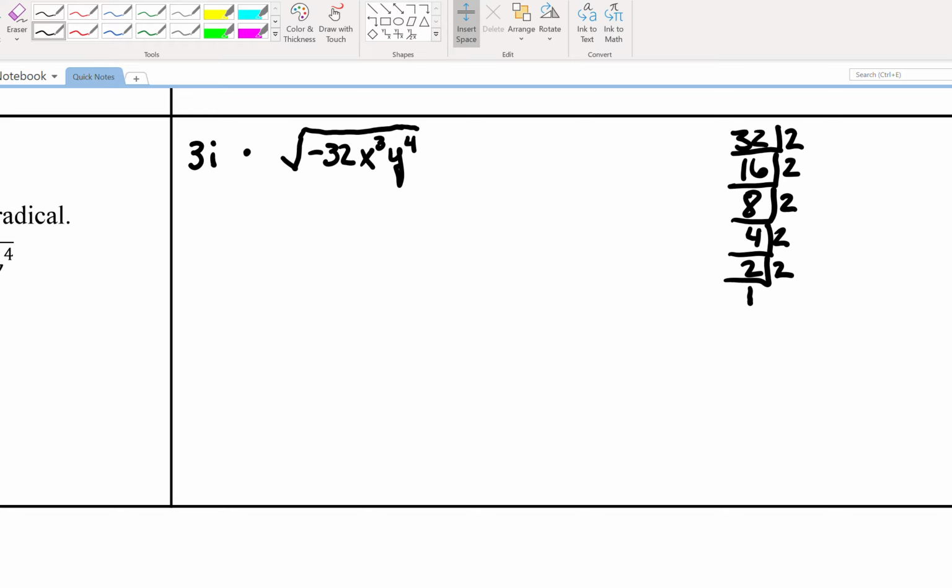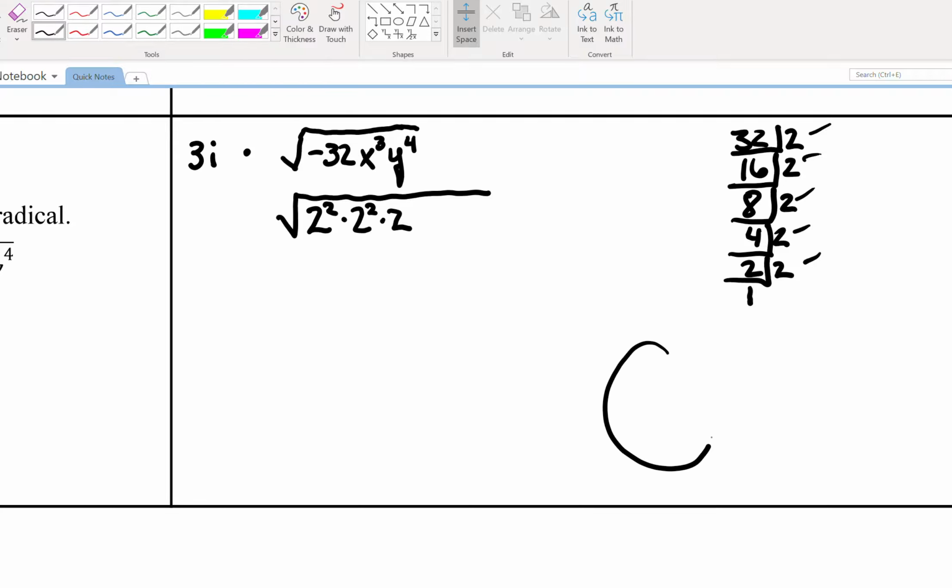So I can rewrite this as the square root of 2. There's 1, 2, 3, 4, 5 times. So I'm going to write this as 2 squared times 2 squared times 2. That's 5 2s. Why did I write it like that? Because the opposite of squaring a number is taking the square root.